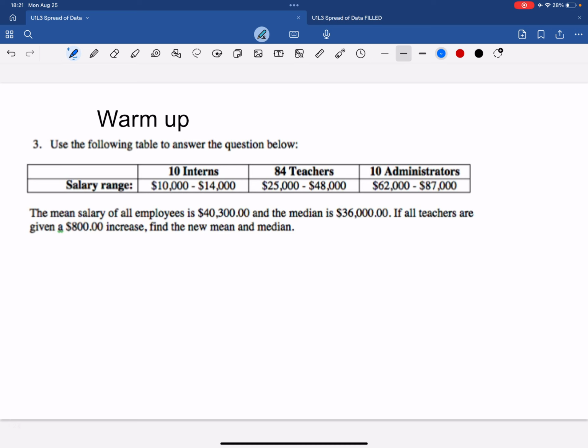Okay, warm up. For this, I'm just going to ask you to pause it and try it. We want two things: what's the new mean and what's the new median. The key things that we have are the mean salary being this and the median salary being this, and then obviously we have this number of interns and teachers and administrators. It's weird, but this problem looks familiar, so maybe we already did it. So pause it, take a shot at it, and then I'm going to go over the field notes and show the answer.